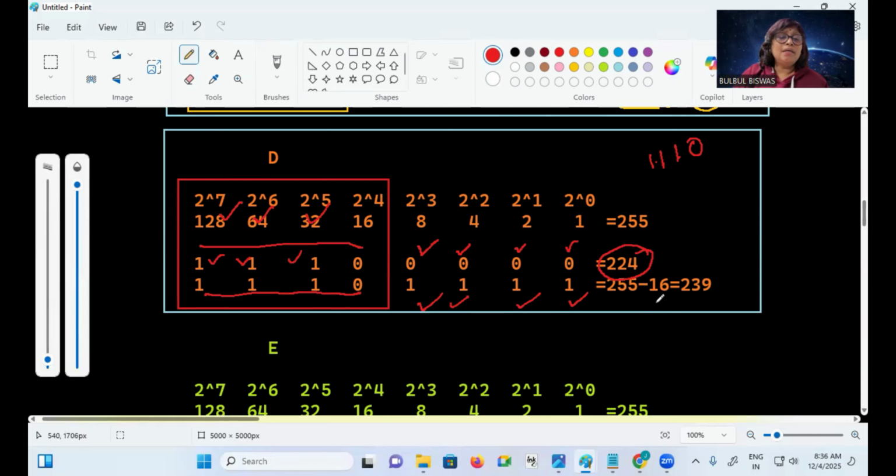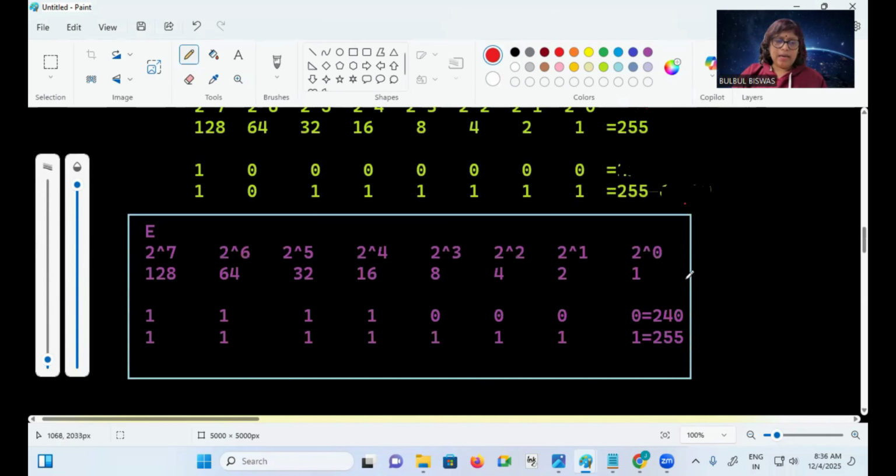And what happens? If I considered this bit as 1, it would become 255. But here, IANA has considered this bit as 0. Which position? The 16 position. So we subtract it. So what value am I getting? 239. And this is the reason why class D is 224 to 239.